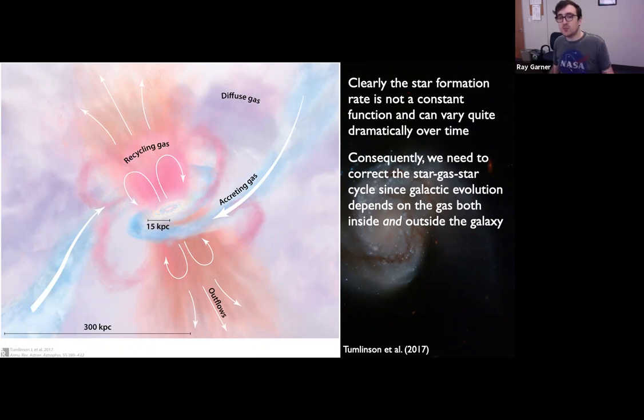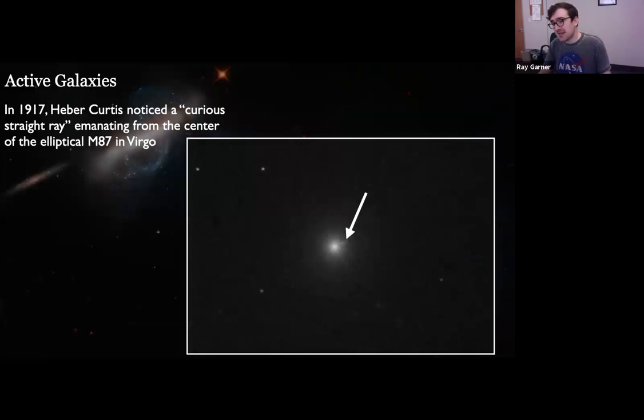Sometimes galaxies can do really weird things. So let's take a bit of a history lesson here. Back in 1917, Heber Curtis, and yes, the same Heber Curtis that was in the Great Debates that we talked about a week ago, he noticed that there's this curious straight ray emanating from the center of the elliptical Messier 87 in Virgo. You see my arrow pointing to this weird little ray from Messier 87. He had no idea what to make of it, and no one else did, so we moved on.